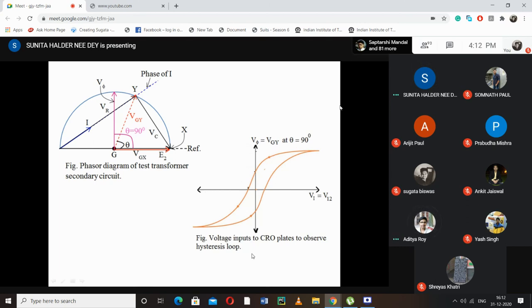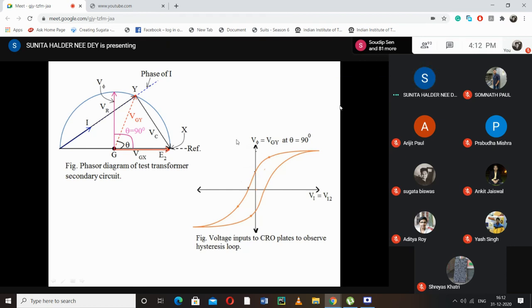So first, to get the magnetization curve or the BH loop in the oscilloscope, we need to get one voltage VGY to lead VGX by 90 degrees. Why VGX? Because VGX is proportional to E2. So one voltage is 90 degrees leading from VGX, that means it is 90 degrees leading from E2.